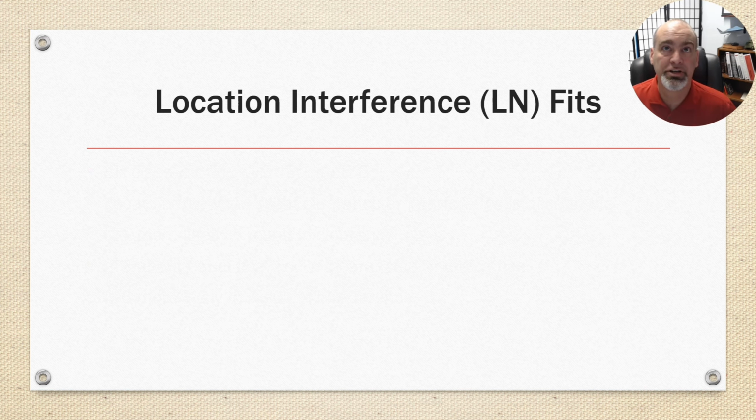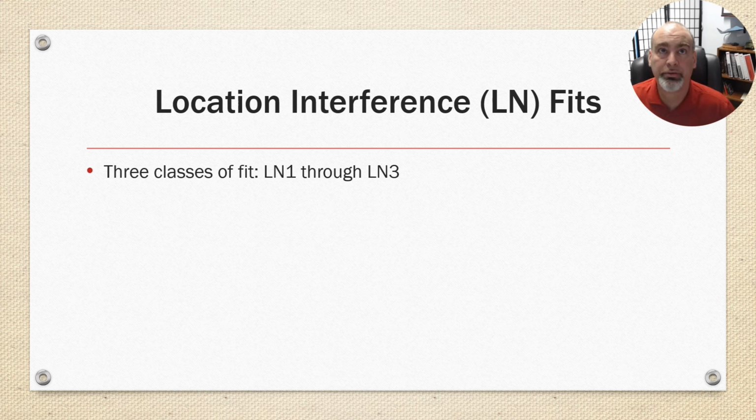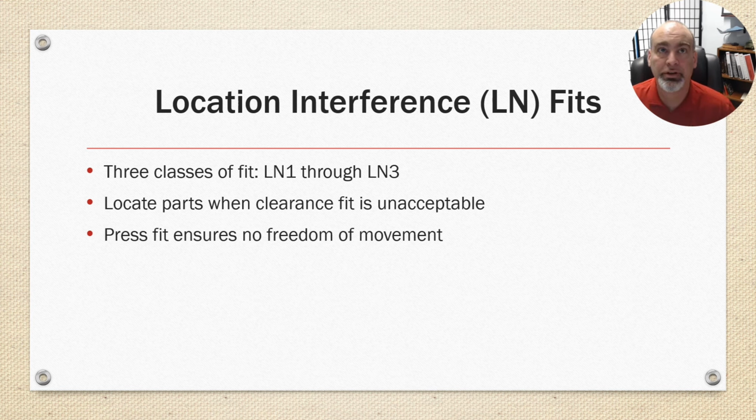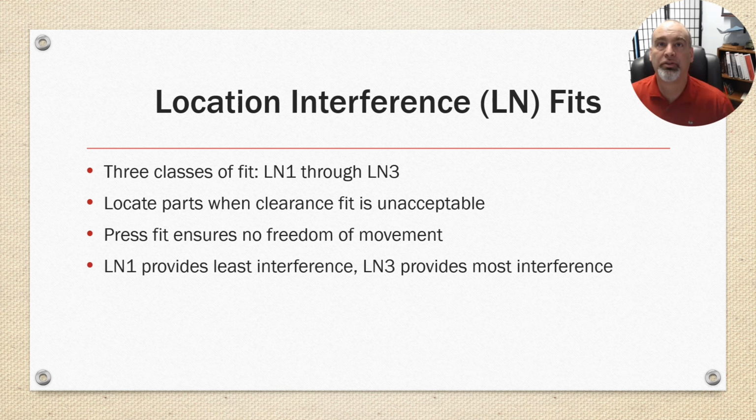Okay, there's location interference fits. There are 3 classes of fit, LN1 through 3. They locate the parts when clearance fit is unacceptable. They press fit to ensure no freedom of movement. LN1 provides the least interference fit. LN3 provides the most.